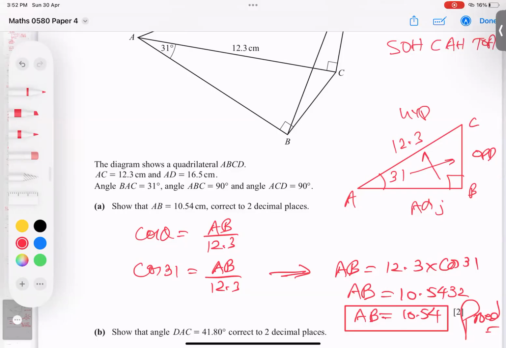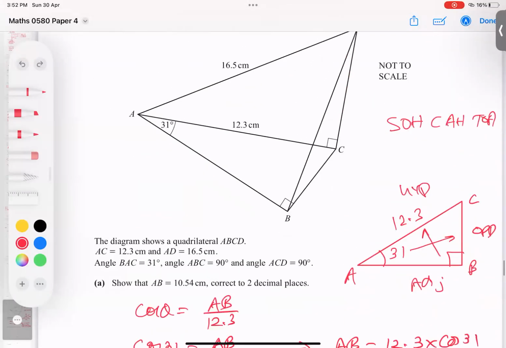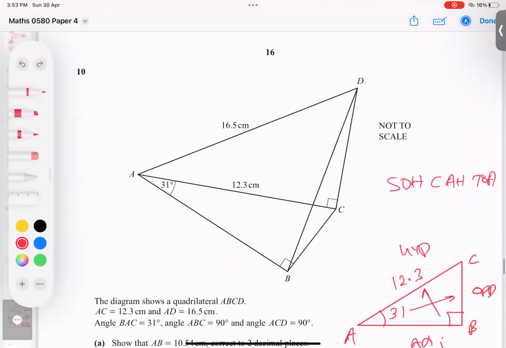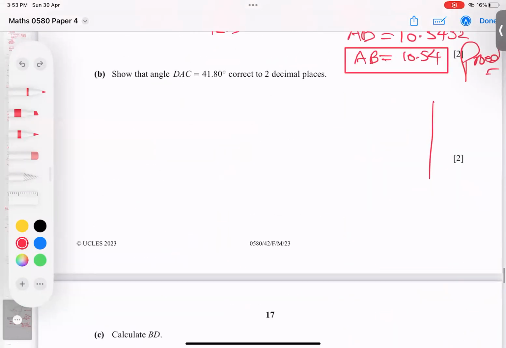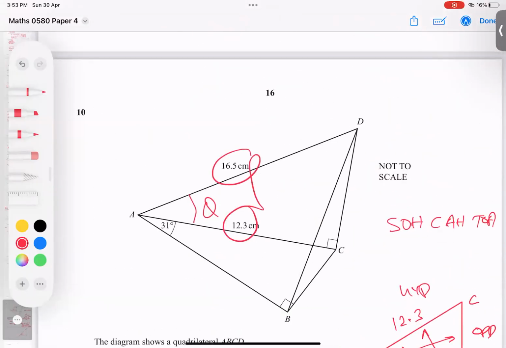Yes, students, what is the next part we have? The next part is saying show DC is 41.8. Where is DC, students? Sorry, DAC. So this angle DAC I'm looking for. Again, I have a right angle, see, again 90 degrees. So again, SOH CAH TOA. And this angle is my target. This is 16.5 and 12.3.